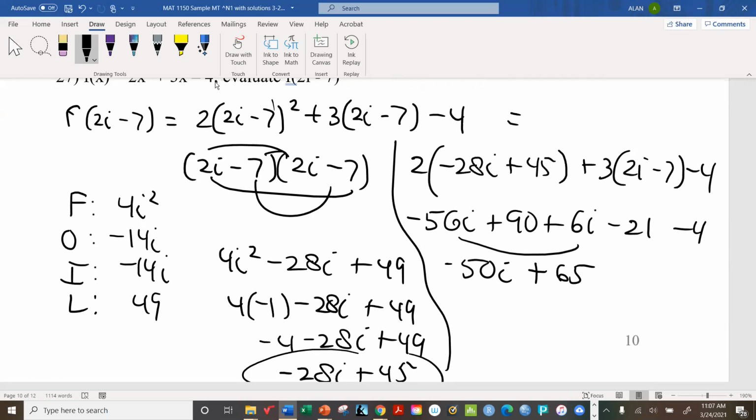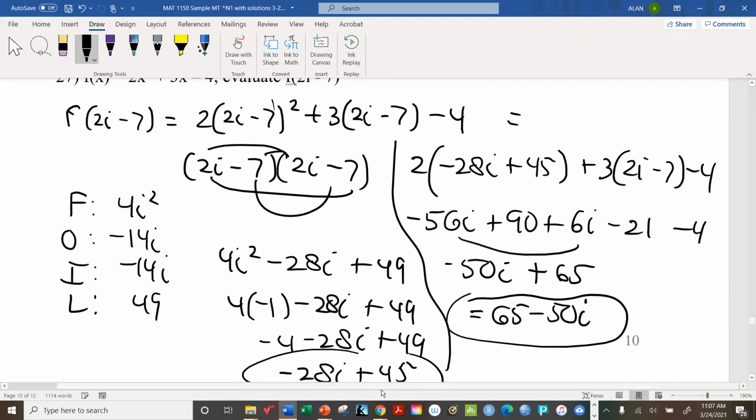Okay, so let me just double check that. Yeah, minus 50i plus 65, or in the more traditional format, not that it matters, you can write it as 65 minus 50i. Usually with complex numbers, we write the i second, not that it really matters. I would never take points off for doing it like this, but this is the way mathematicians want to see it.